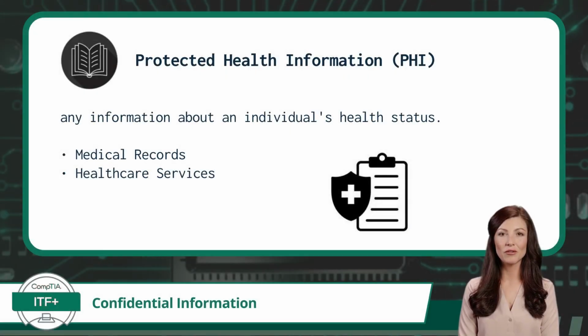Another category of confidential information is protected health information, or PHI. This refers to any information about health status, medical treatments, or healthcare services that can be linked to a specific individual. This information is often sensitive and, like PII, PHI is subject to strict regulations.